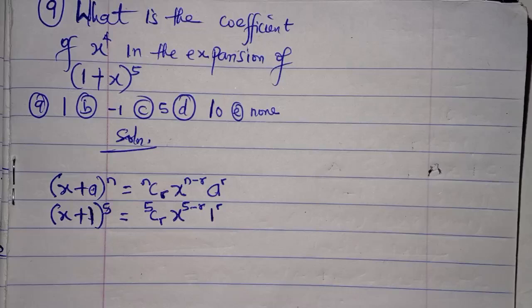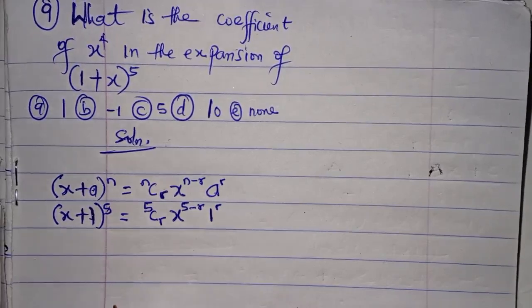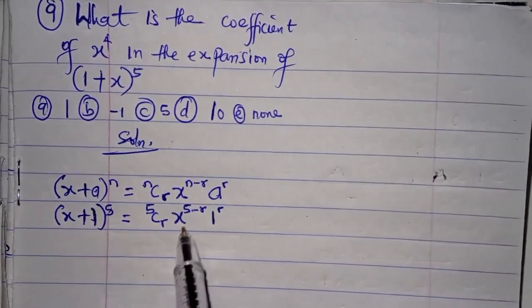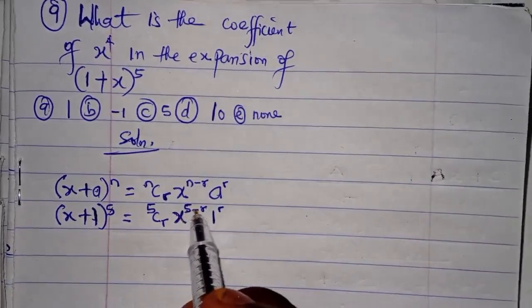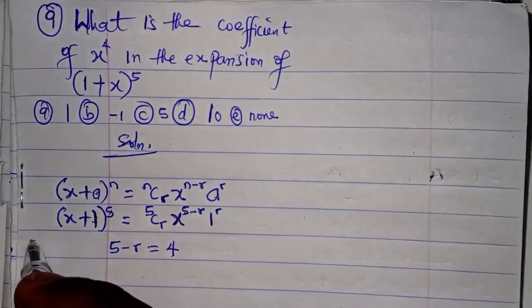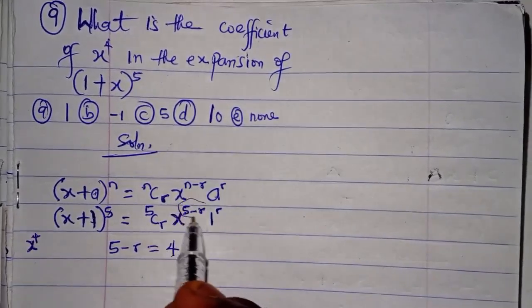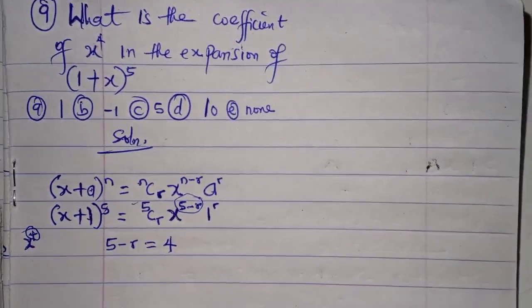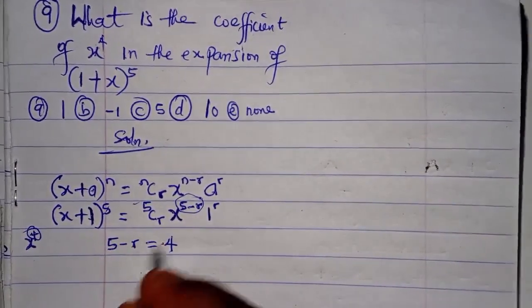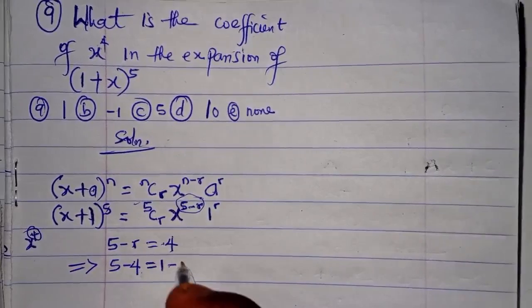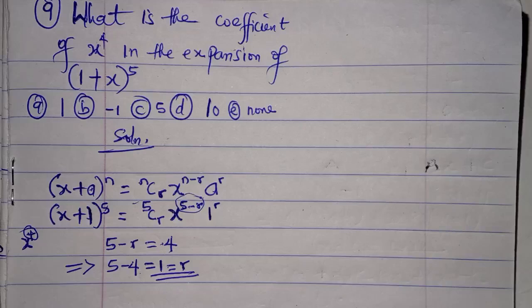Okay. Now, they said the coefficient of x raised to the power of 4. That means the power of x is 4. So this power of x here, which is 5 minus rho, must be equal to 4 before we can achieve x raised to the power of 4, since we are looking for the coefficient of x raised to the power of 4. You get the point? And if 5 minus rho is equal to 4, it implies that 5 minus 4, which is equal to 1, is equal to rho. That means rho is equal to 1.